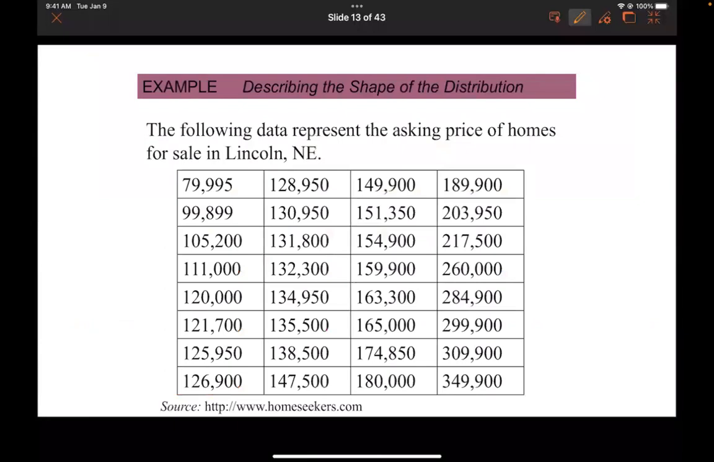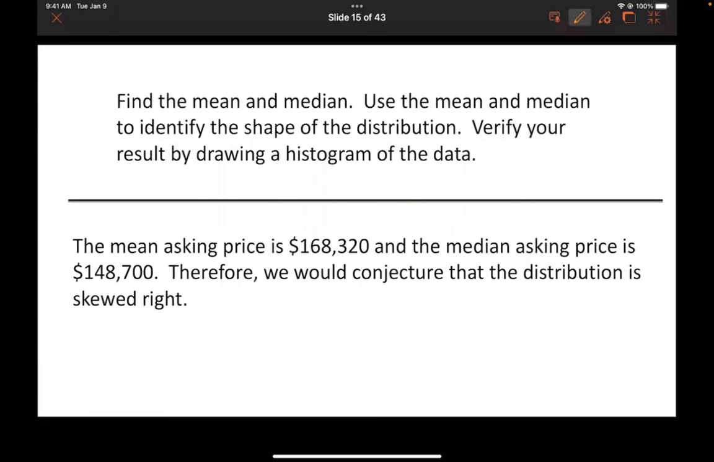Moving on. All right. These are all in numerical order. How cool is that? So this data represents the asking price of homes for sale in Lincoln, Nebraska. I put them in order from smallest to largest because I'm cool like that. We are going to find the mean and the median and describe the shape of the distribution. I think they're on the next page. They are. So I didn't even make you do anything with it.